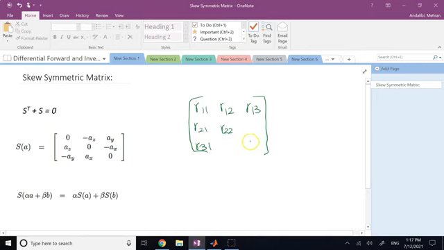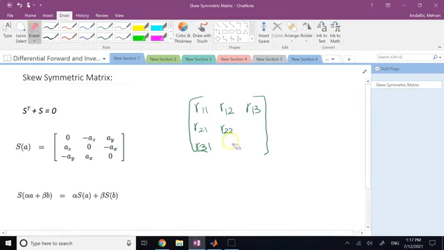And let me use a different color actually. Any two elements that are mirror image of each other with respect to the main diagonal have to be the same. They have to be equal to each other. Okay, so here we go. This is called the symmetric matrix, right? Each element with the other element of the same color, they have equal values.